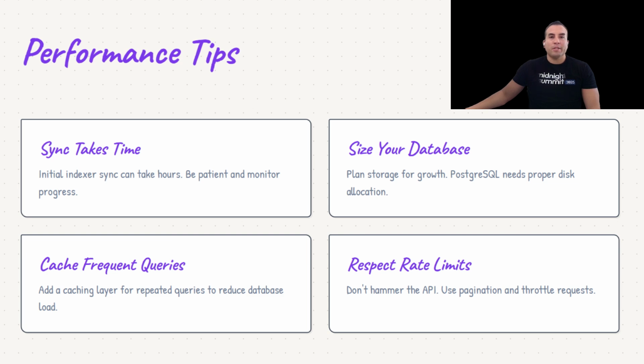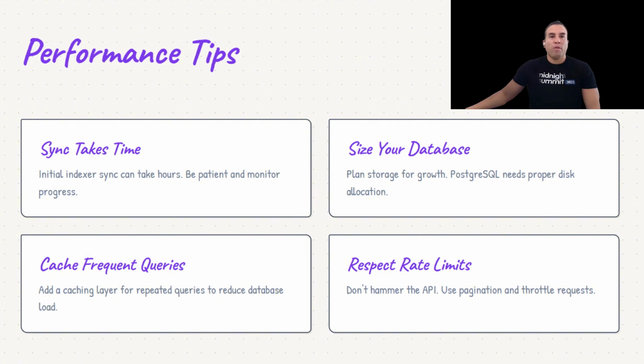Second, size your database properly. PostgreSQL needs adequate disk space, and the chain data grows over time. Plan for growth, especially on mainnet. Third, cache frequent queries. If your dashboard is hitting the same query every second, add a caching layer.